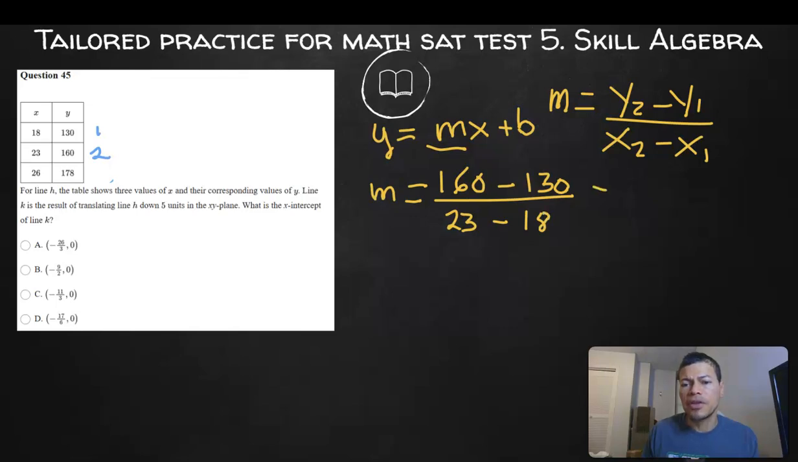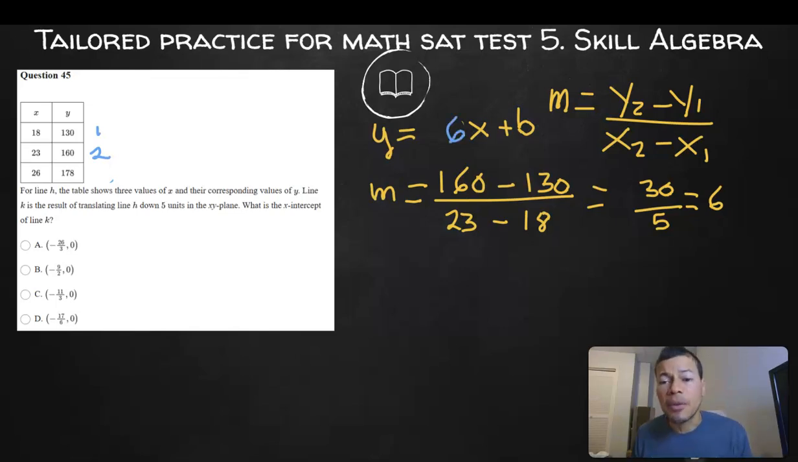If I solve 160 minus 130, that's going to be 30 over, and 23 minus 18, that's going to be 5. And 30 divided by 5 is 6. So I know that my slope is 6, so I'm going to go ahead and erase it from here. And I know that this m should be 6. So I'm going to plug it in because we know it.